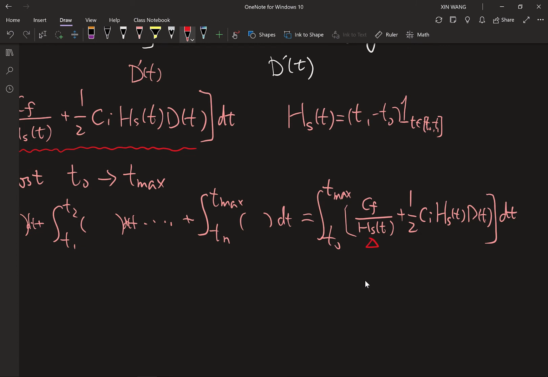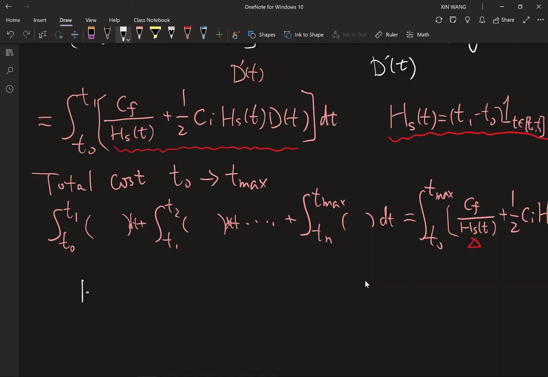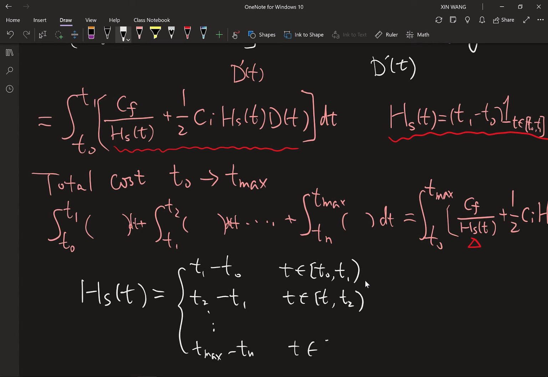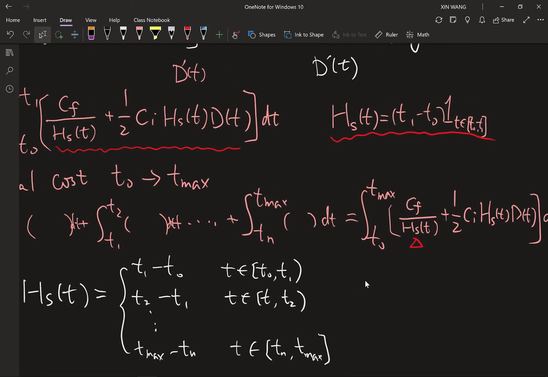So previously for the shipment between t0 and t1, the headway is a constant, t1 minus t0. So if we extend this to the entire planning horizon, then we can have the expression for h(t). So this will be a piecewise function, right? So t1 minus t0 for t in t0 to t1. And then t2 minus t1 when t is in the next shipment. So this gives us a step function, for example.